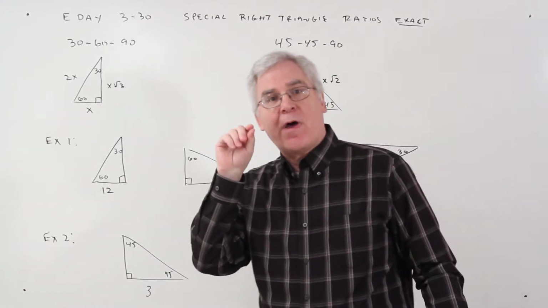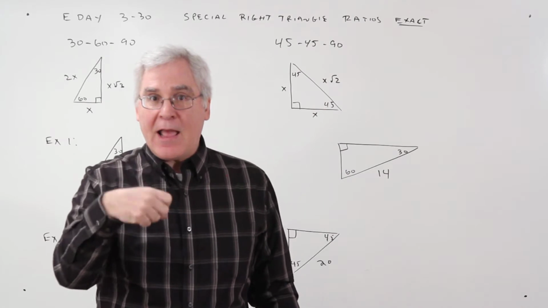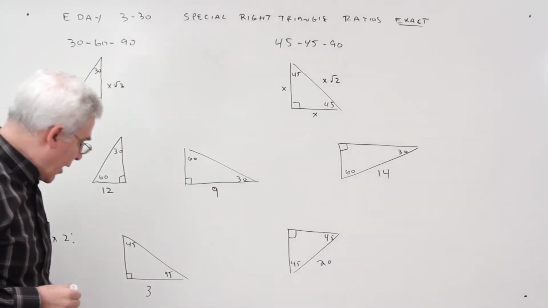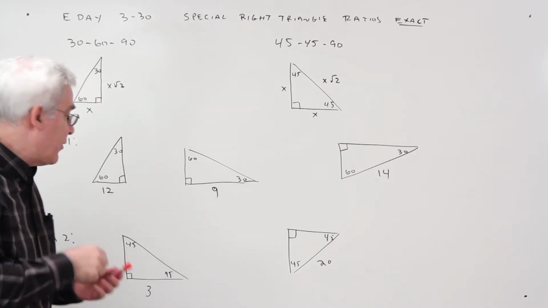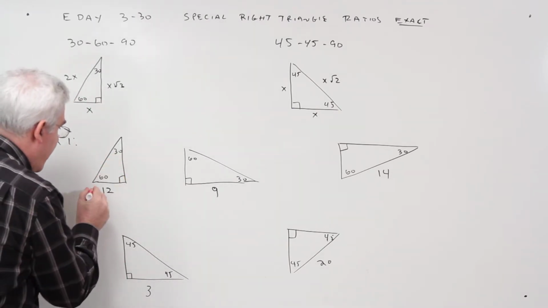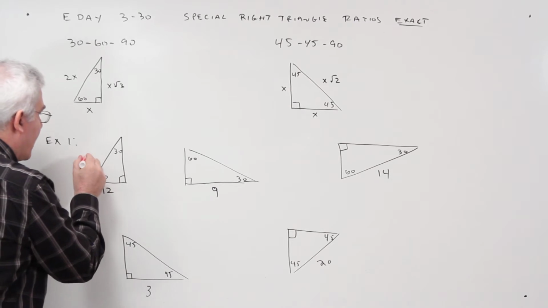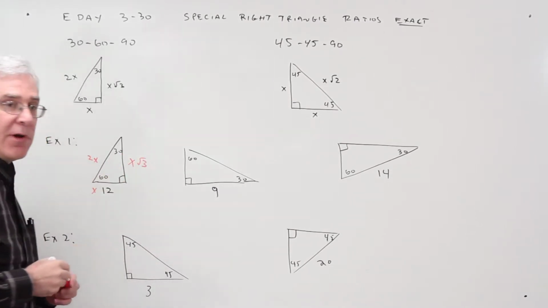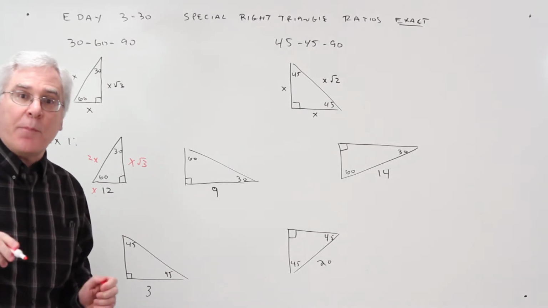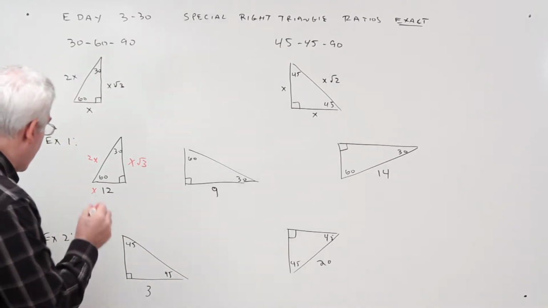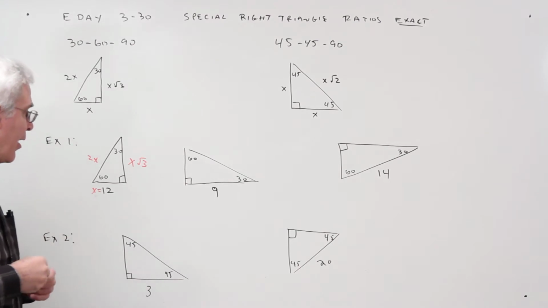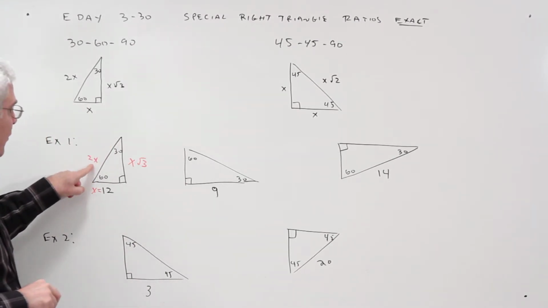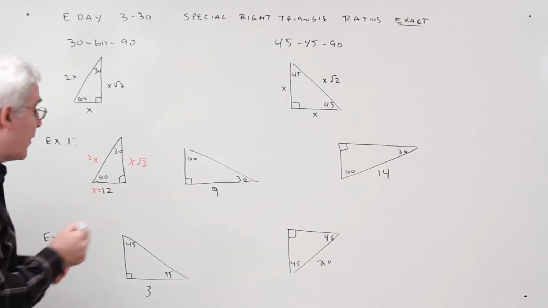You'll always be provided with one number and asked to find something that's missing. First problem. So what I want you to do is start by writing the ratios. Opposite of the 30 is x, opposite of the 90 is 2x, opposite of the 60 is x rad 3. And then I always want you to set up an equation with the one number provided. Oh, x equals 12. Bingo. We're ready to rock and roll. This is 2x. 2 times 12 is 24.